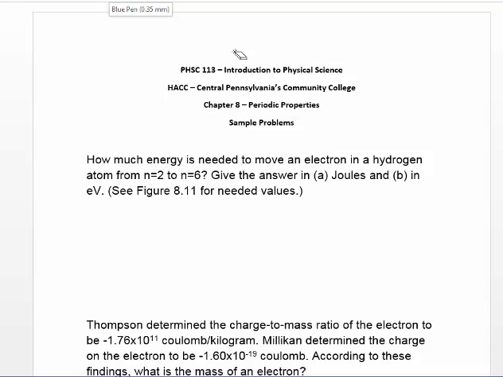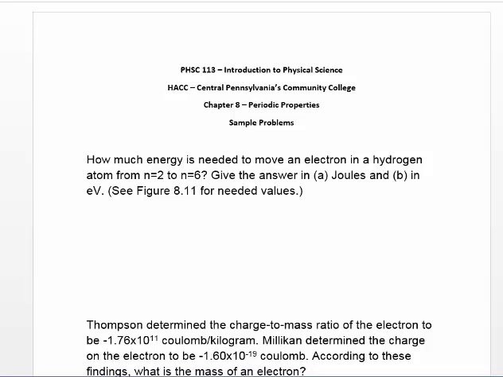The purpose of this video is to walk through a couple of the example problems from Chapter 8 on periodic properties of the elements. This will begin our unit on chemistry, and we'll walk through a few of those problems as we did with the physics section that we have just finished.